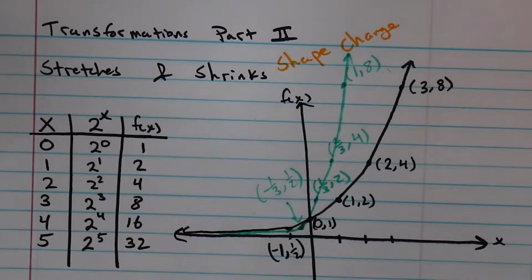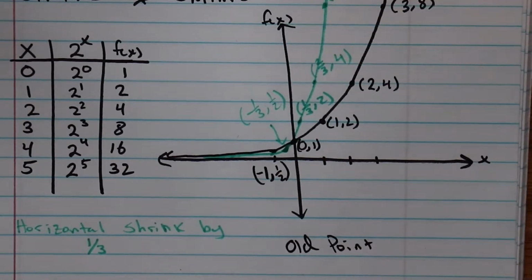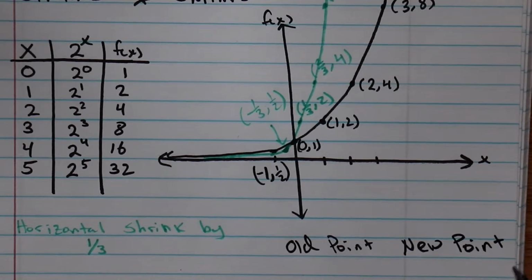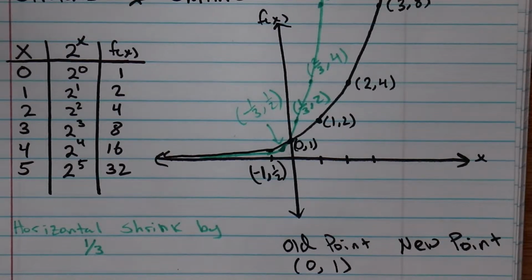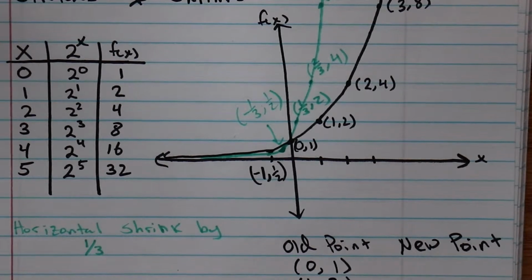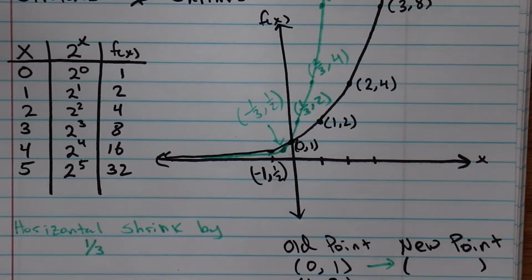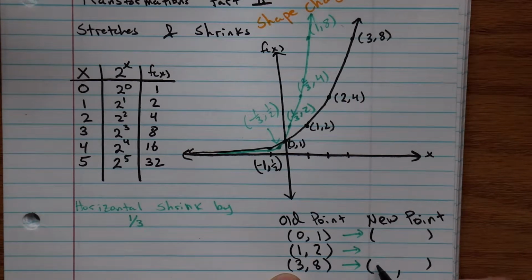Now let's do the old point, new point game. How'd you get that new point? Okay. So the point 0, 1 was on the graph, and so was the point 1, 2. Let's go 3, 8. We have some new points that we want it to become. In other words, we know that we want the point 3, 8. We want to be able to input the number 1 to get an output of 8.